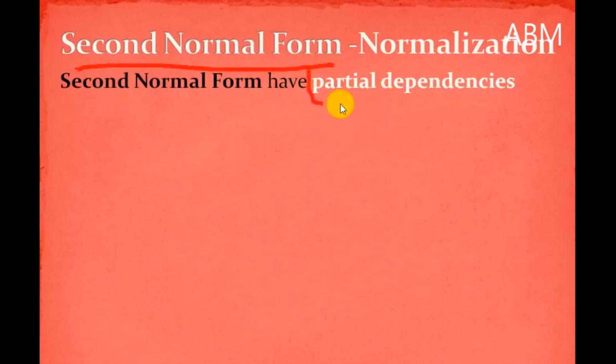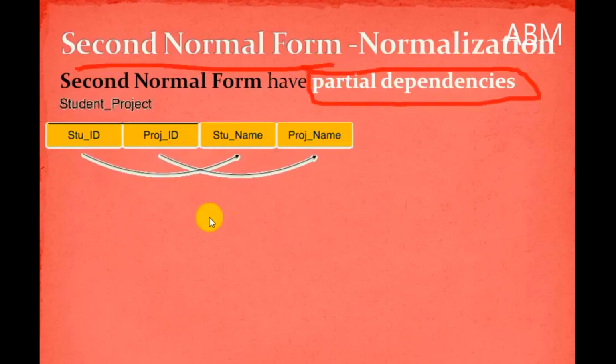What is the second normal form? Second normal form discusses the functional dependencies. Here you can see that the student ID determines the student name, okay, but the project name is determined by the project ID, and project ID may be determined by the student ID. So we can determine the student name and project name by the student ID, but we can see that these are partially dependent on the student ID, because the student name depends on the student ID and project name depends on the project ID.